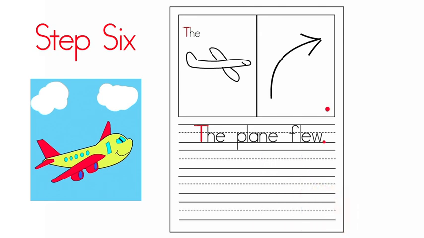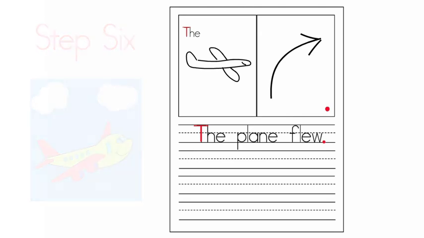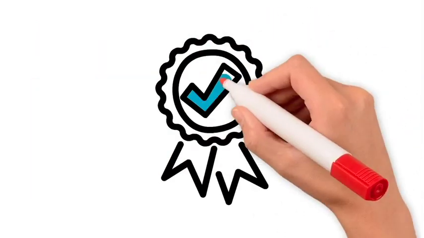Congratulations! You have written a complete sentence. Yay! Pat yourself on the back. You have finished Lesson 2 and are ready to move on to Lesson 3.